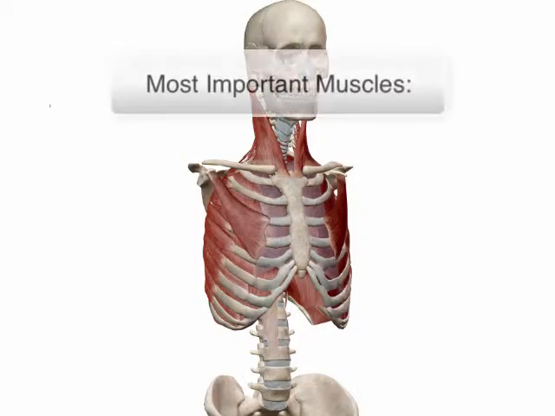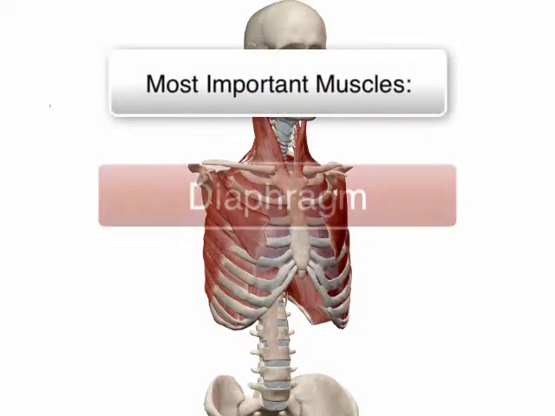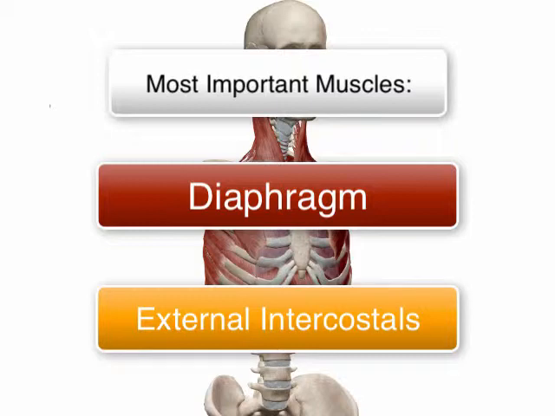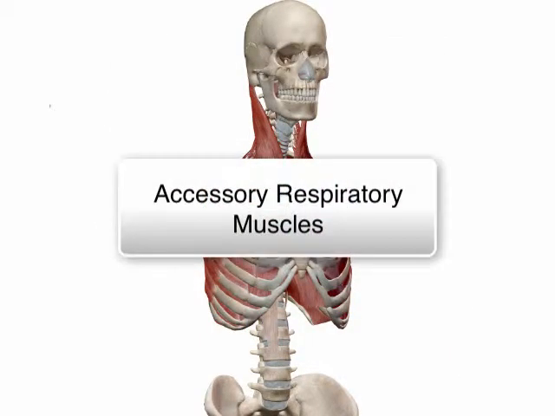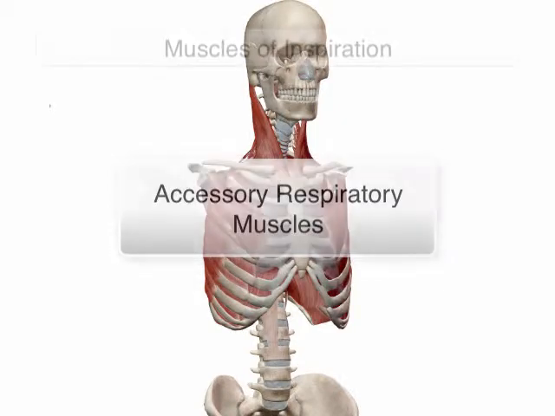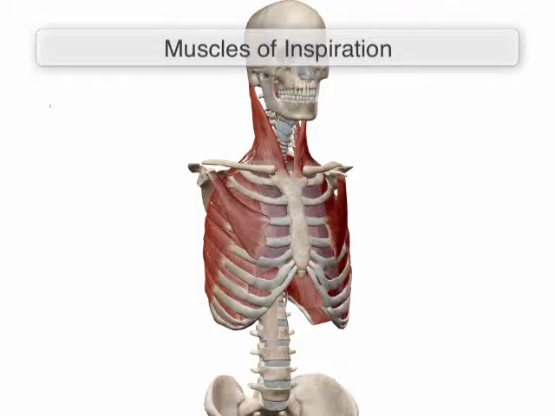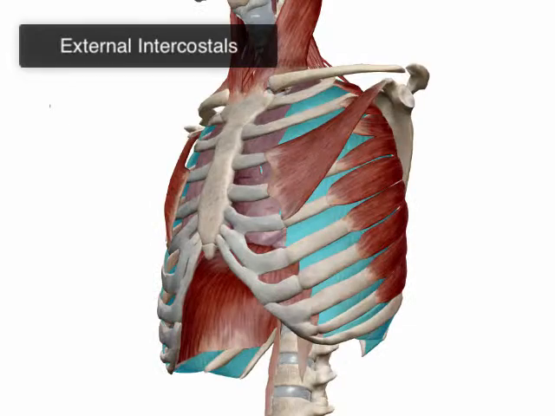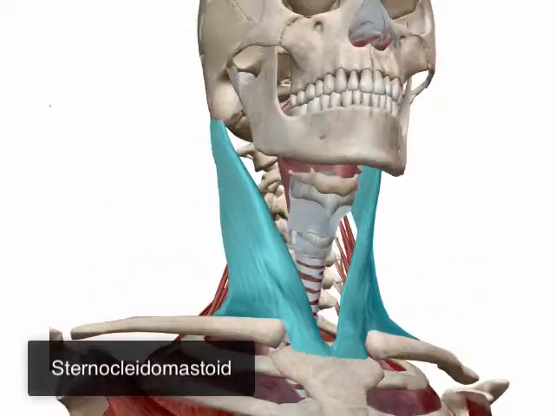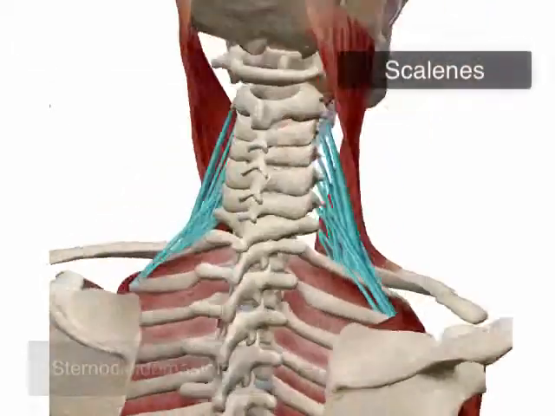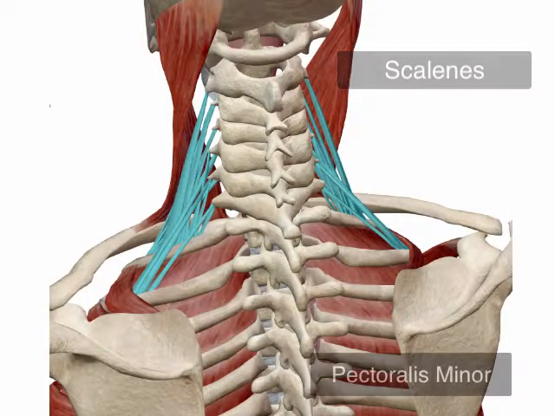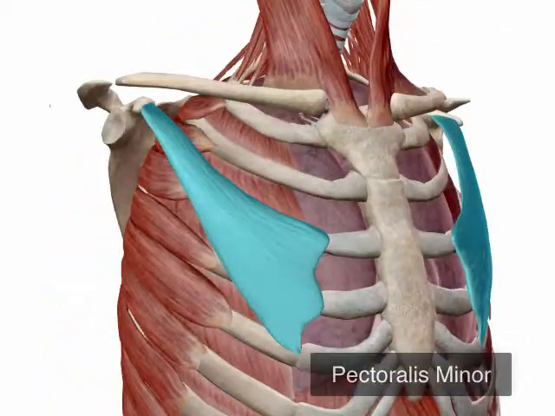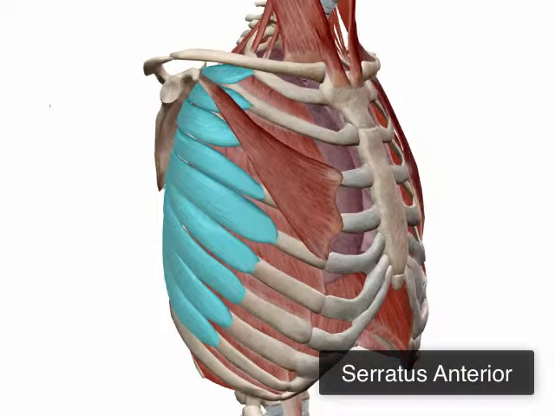The most important skeletal muscles involved with respiratory movement are the diaphragm and the external intercostal muscles. These muscles are active during normal breathing at rest. The others are accessory respiratory muscles that become active when the depth and frequency of respiration must be increased markedly. Muscles of inspiration include the diaphragm, the external intercostals, the sternocleidomastoid, the scalenes, pectoralis minor, and serratus anterior.